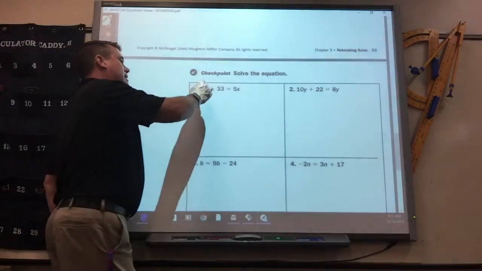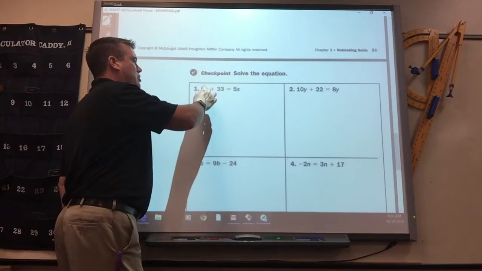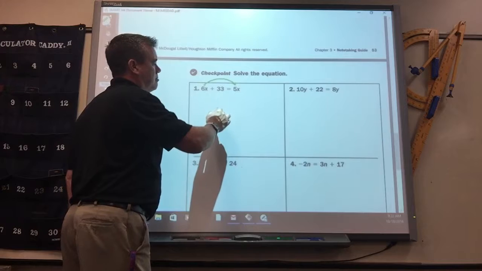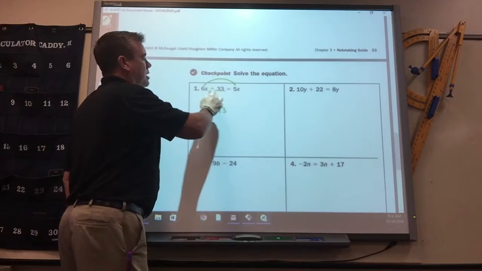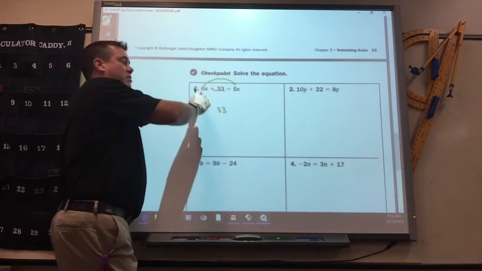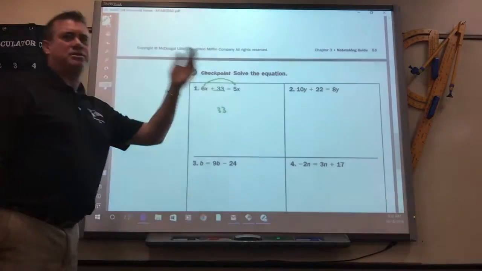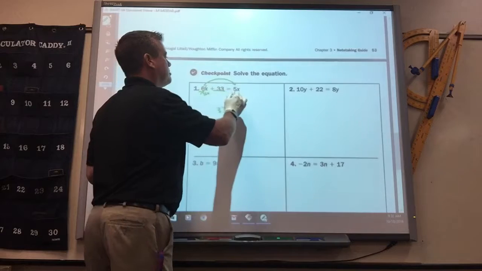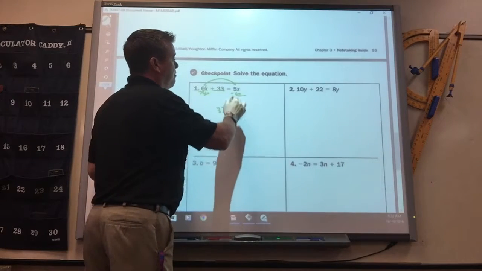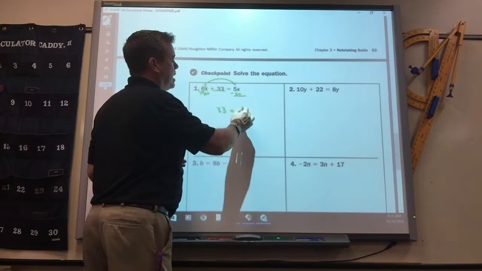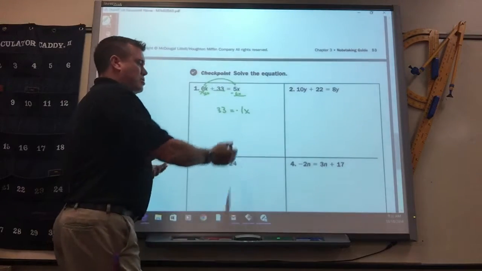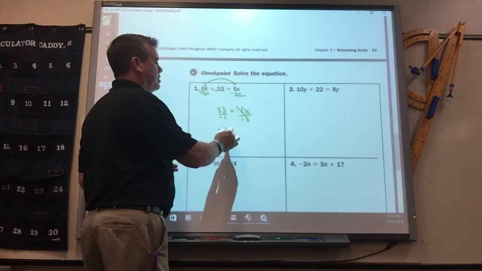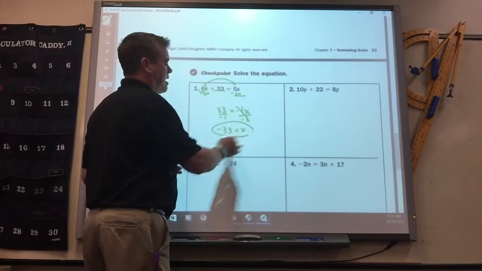So here, the quickest thing to do in this one would be to move this over, because then the number is all by itself here. So to get rid of it, you do the opposite. Subtract. 5 minus 6 is negative 1x. So then you just divide by negative 1, and you get negative 33 equals x.